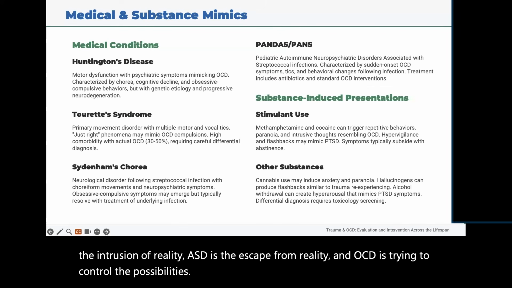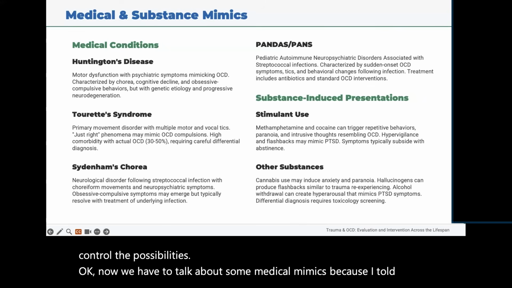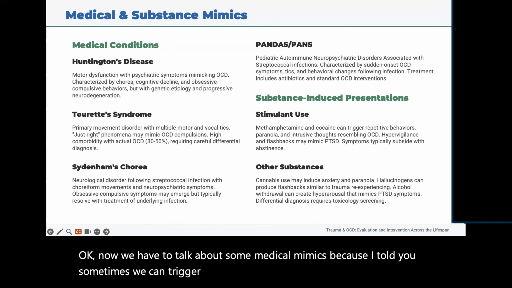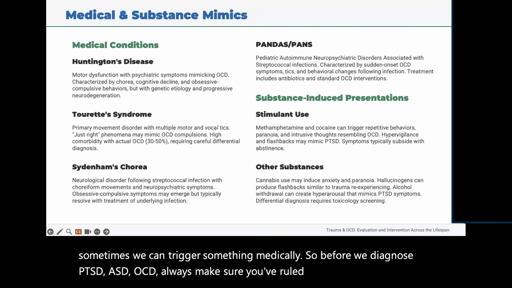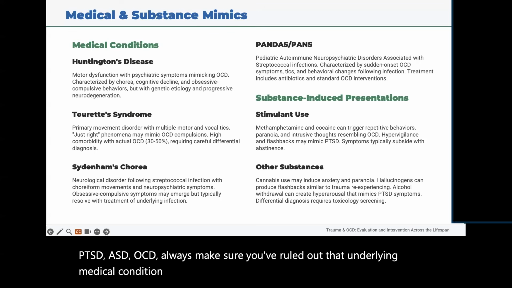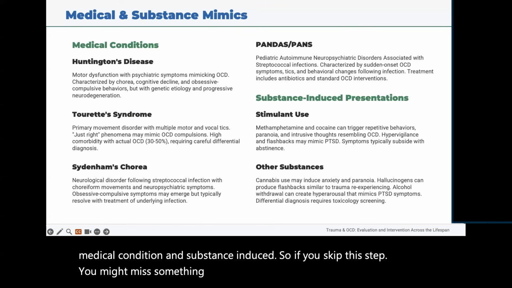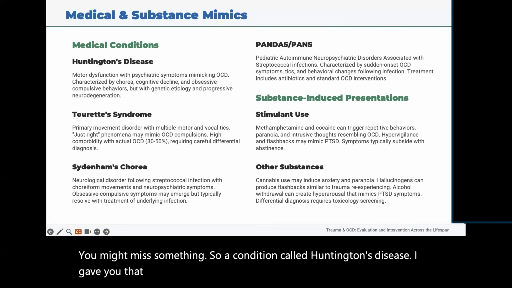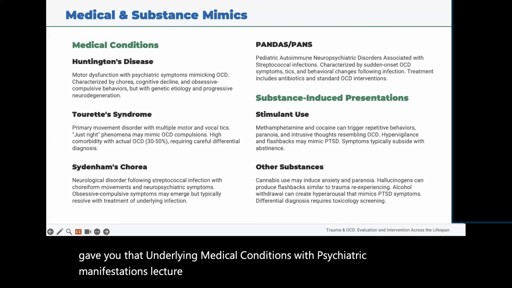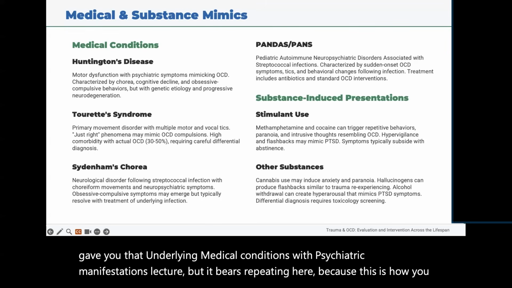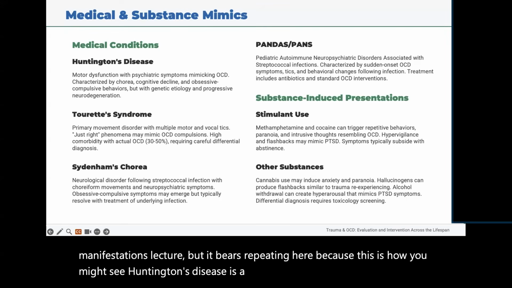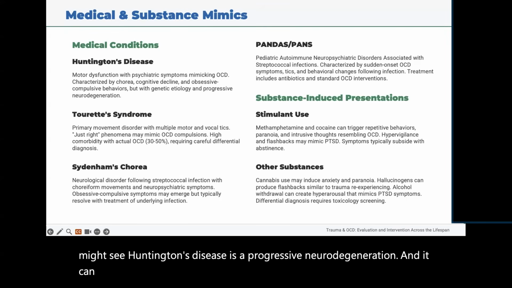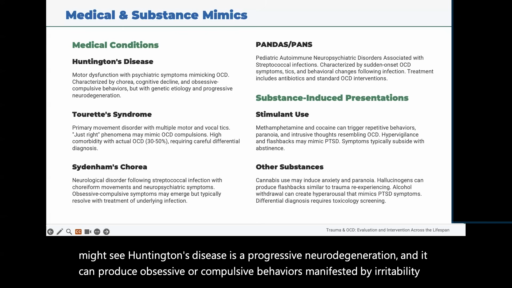Okay. Now we have to talk about some medical mimics, because I told you sometimes we can trigger something medically. So before we diagnose PTSD, ASD, or OCD, always make sure you've ruled out an underlying medical condition and substance-induced causes. If you skip this step, you might miss something. So, a condition called Huntington's disease. I gave you that underlying medical conditions with psychiatric manifestations lecture, but it bears repeating here. Huntington's disease is a progressive neurodegeneration, and it can produce obsessive or compulsive behaviors, manifested by irritability and cognitive decline.